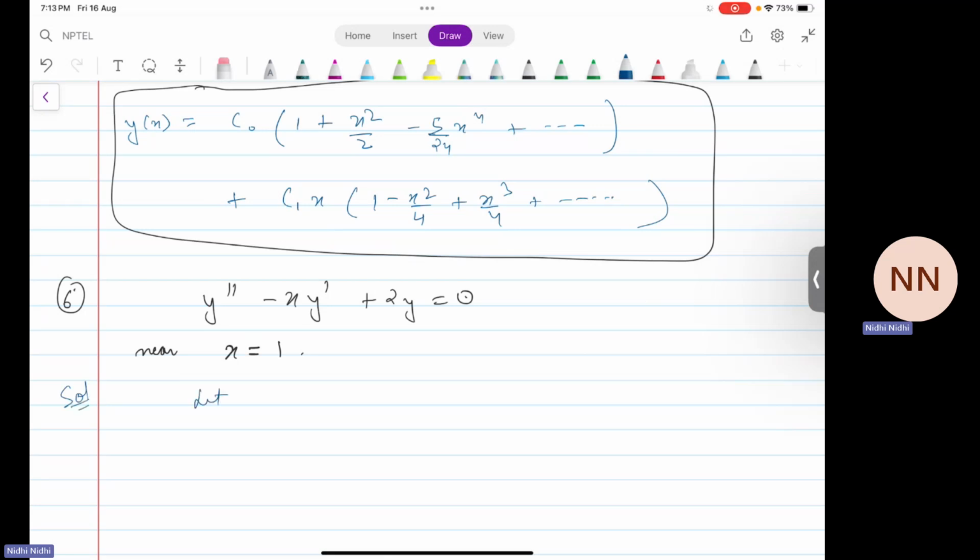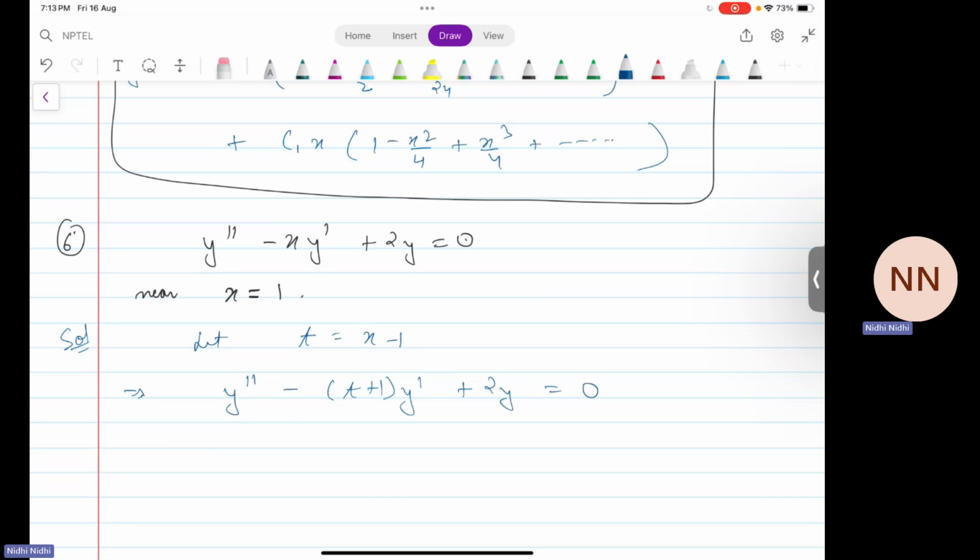Let t equals x minus 1. Then our problem becomes y double dash minus, what was x? x is t, y dash plus 2y equals 0. Clearly t equals 0 is an ordinary point for this problem. Let me number it as 1.